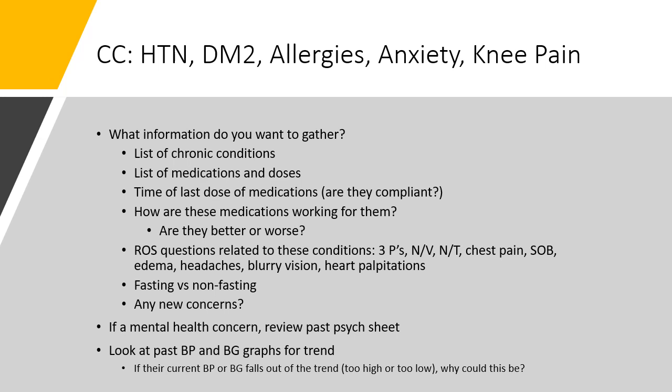So in your HPI, you would want to list the chronic conditions that they have concerns about, along with the intervention that they may be doing for that condition, such as a list of medications, what they're indicated for, and their doses. You also want to indicate when the last dose of medication that they took. This does several things for us. First, it assesses for compliance, and it also tests for efficacy of the medications.